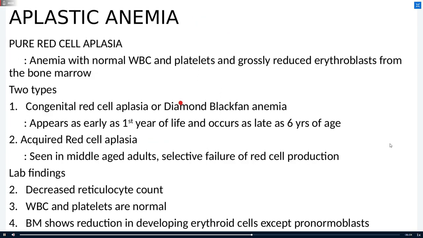Another type of aplastic anemia class is your pure red cell aplasia. So from the word pure red cell, only red cells class, RBC nyo lang, ang decrease. This is an anemia with normal WBC and platelets and grossly reduced erythroblasts. So this time, wala kayong leukopenia and thrombocytopenia.